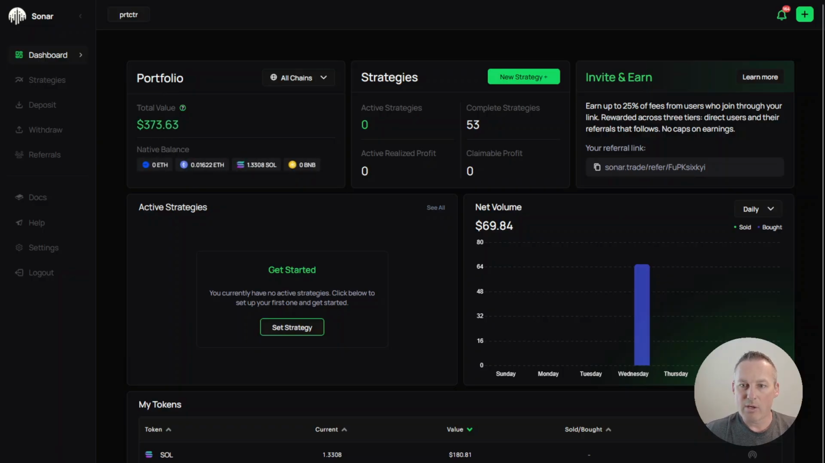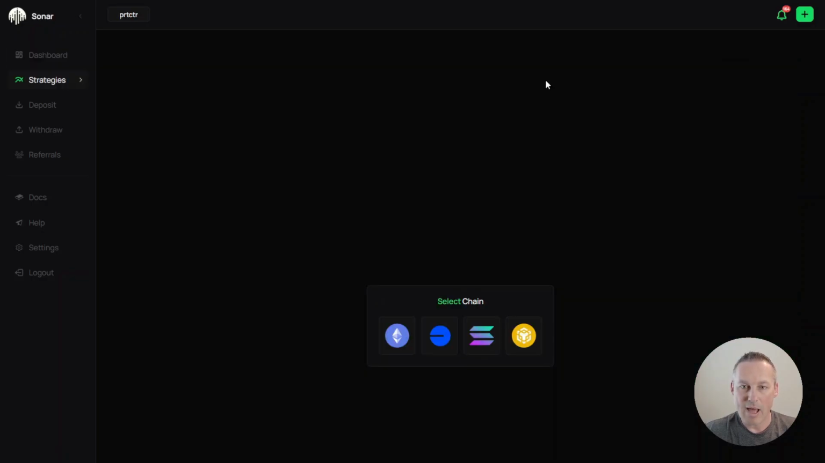So here we're on our main dashboard. This is where we land upon logging in. And let's go to set a strategy. We could go here to strategies and do it from our strategy dashboard, or we could just simply hit new strategy here. So let's do that.